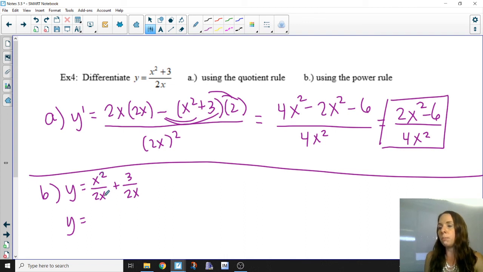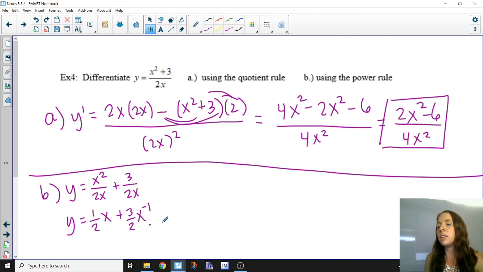X squared divided by x is x. We have this 2 in the denominator that we can pull out as a coefficient of a half. So we have 1/2 x for the first term. 3 over 2x could be rewritten as the coefficient 3/2 times x to the -1 power. Remember, if you just have a plain x in the denominator, you can bring that out with a -1 power.